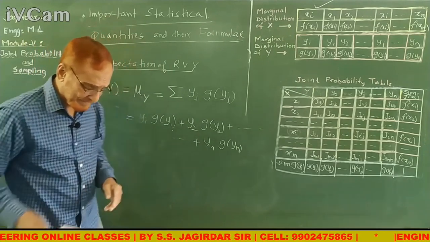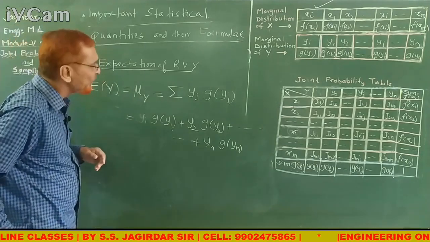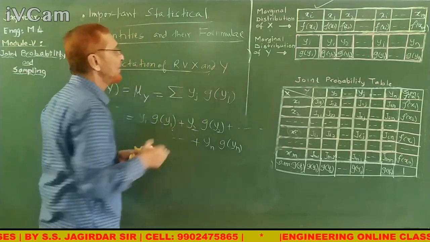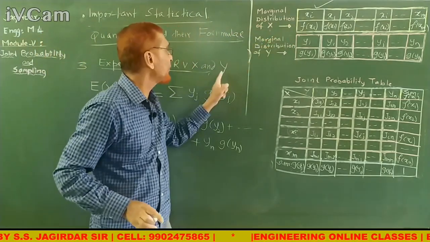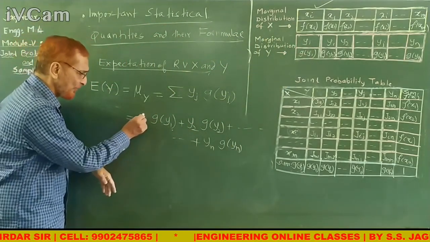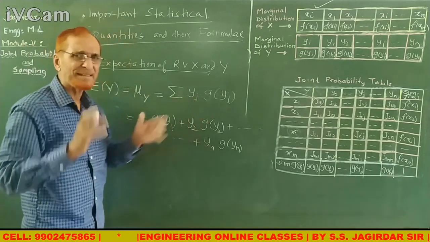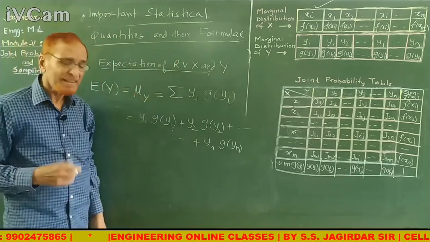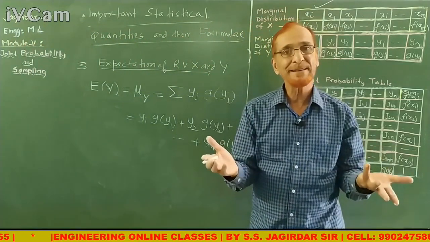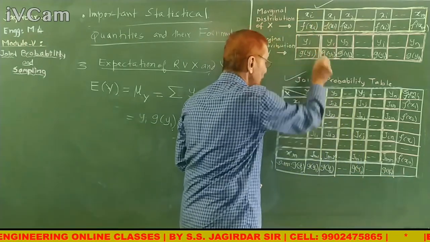After this, the third formula that you are going to take up is the expectation of random variables X and Y, both. For X, you require this table. For Y, you require this table, and the formula is similar, where you multiply the corresponding values with their marginal distribution values and add. This is a very simple thing. Now, when you want X and Y, both, how to calculate? It is again a similar way, but this time you require the joint probability table. These two are not required, this is required.